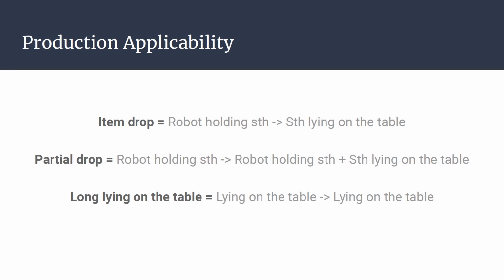Okay, so to be able to verify how useful our solution is in production, we defined 3 anomalies based on the states that were predicted with our model. Those are item drop, partial drop, and long lying on the table. They are pretty straightforward. An item drop happens when we switch between a robot holding something and something lying on the table. A partial drop happens when additionally the robot still holds something, and long lying on the table happens when there are many consecutive frames when something is on the table.